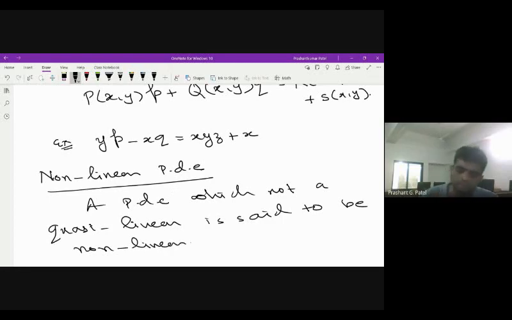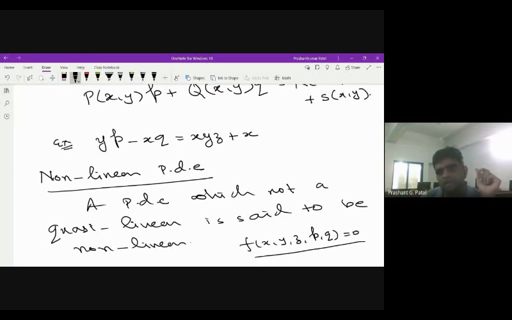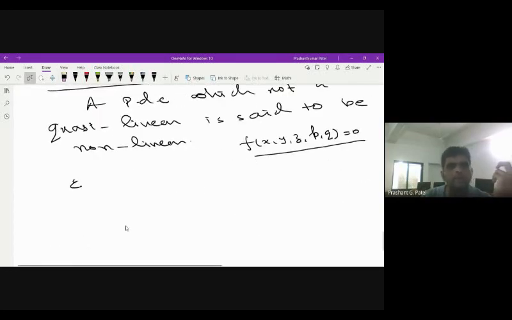So the form of a first order non-linear partial differential equation is f of x, y, z, p and q equal to 0. This is the non-linear first order p.d.e form, and it may be of any type. For example, pq is equal to z. So this is an example of a non-linear first order partial differential equation.